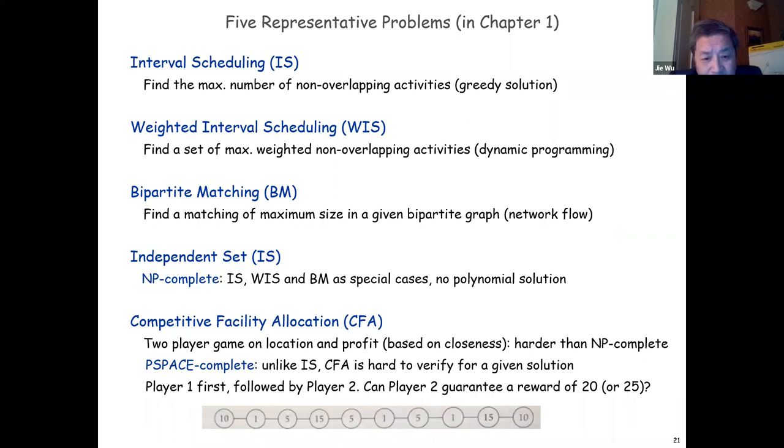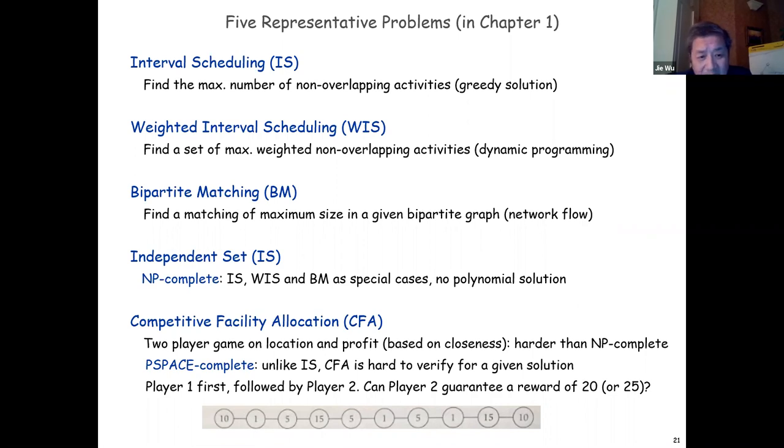So if the first restaurant picks the 15 location and the second restaurant picks the 5, then all the ones to the left of the 15 will go to the first player. So the owner will attract 10 plus 1 plus 5 plus 15, so you get 21 customers. The other guy gets the rest, right? But obviously, if the first guy picks another location, then the second player can pick another location that can attract the maximum number of customers based on the distance. So this is a very interesting problem.